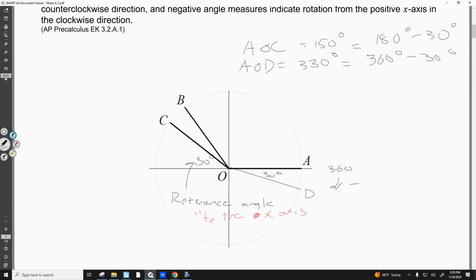Where's 225? Where's 225? Draw it. You have to do a little bit of math, maybe. Where's 225?